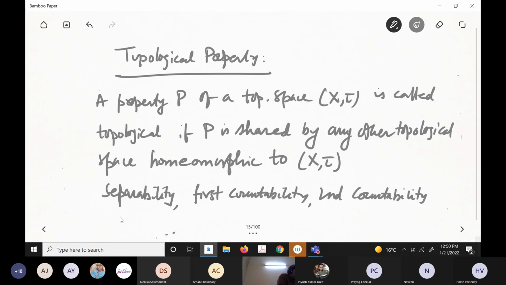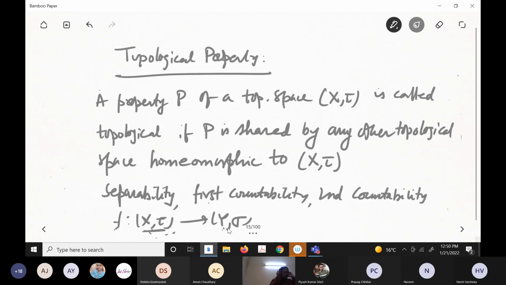You can easily check if you have this (X, tau) and (Y, sigma) is a homeomorphism, and if this is separable, this is separable, because we know the continuous image of a separable space. Sometimes you need less than homeomorphism. But that's fine. First countable: you should prove that if it's a homeomorphism, then it's first countable. If it is second countable, if it's a homeomorphism, then it is second countable.